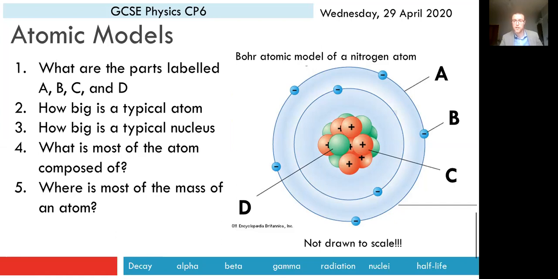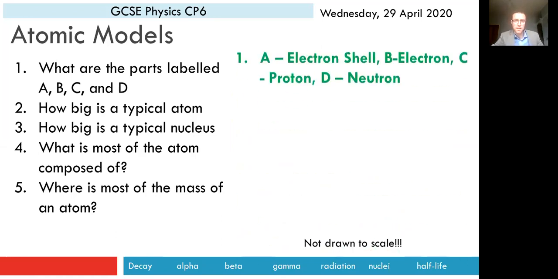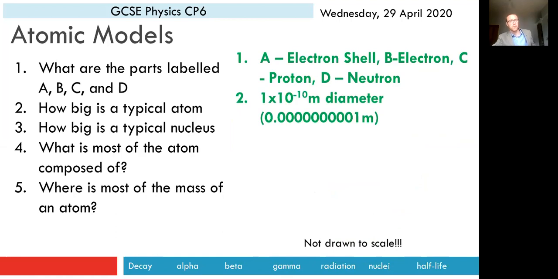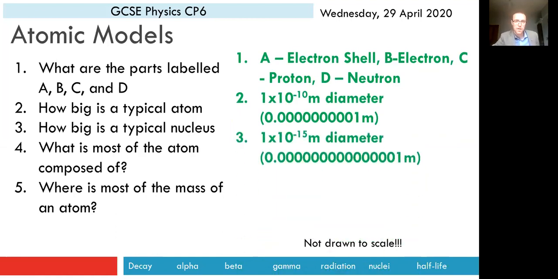Okay, if you've unpaused it, we can now go through the answers. Let's see if you were right. So, A, B, C, and D. A was the electron shell, B was an electron, C was a proton, D was a neutron. How big is the typical atom? We've said it already, it was 1 × 10 to the minus 10 meters in diameter. Number 3 is 1 × 10 to the minus 15 meters in diameter. That was the diameter of a nucleus.